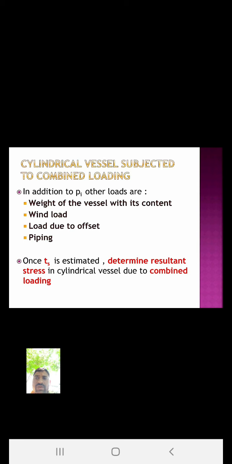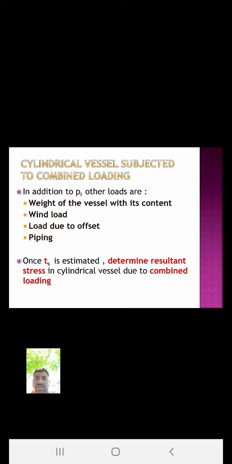There are different loads acting on the cylindrical pressure vessel shell. First, due to the internal pressure of the fluid. Second is the weight of the vessel with its contents, whatever may be the weight of the vessel with its contents. That is why you get different loads acting on the cylinder. Third is the wind load. And fourth is the load due to the offset piping. You should remember these four different loads acting on the cylindrical pressure vessel shell. There are four loads.